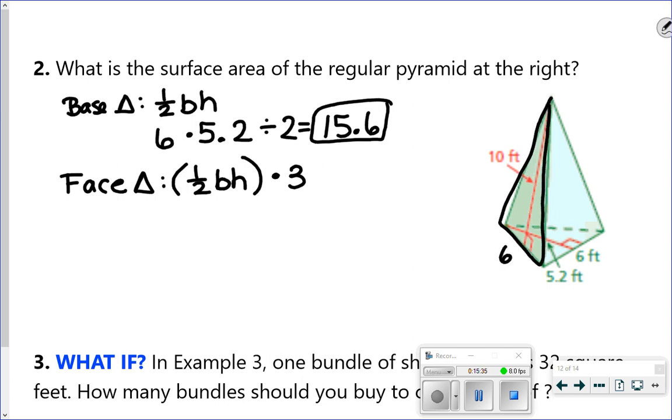The base is the side length. That's the same as this part. So that's going to be 6 feet. And then my slant height here is 10 feet. Those are the numbers that I need for my formula.